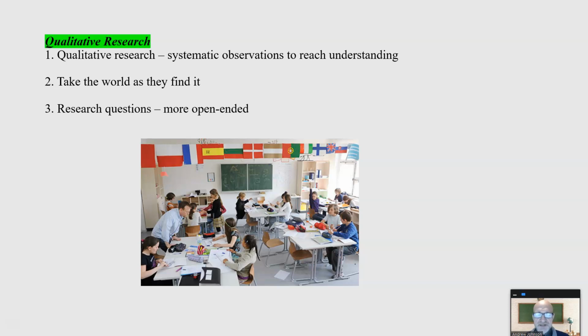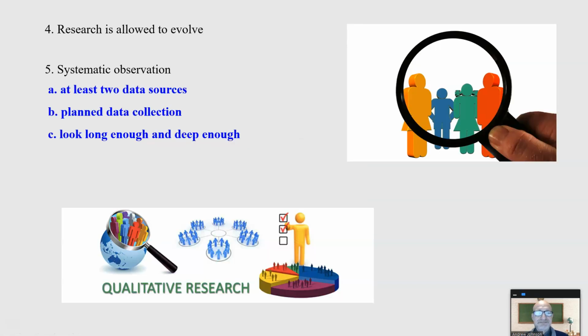And you see this classroom here. It's not a petri dish to be manipulated and controlled. There are real human beings mucking about there in reality. In qualitative research, the researcher is allowed to evolve the initial question as the circumstances evolve, because you're looking at real people and real human phenomena.